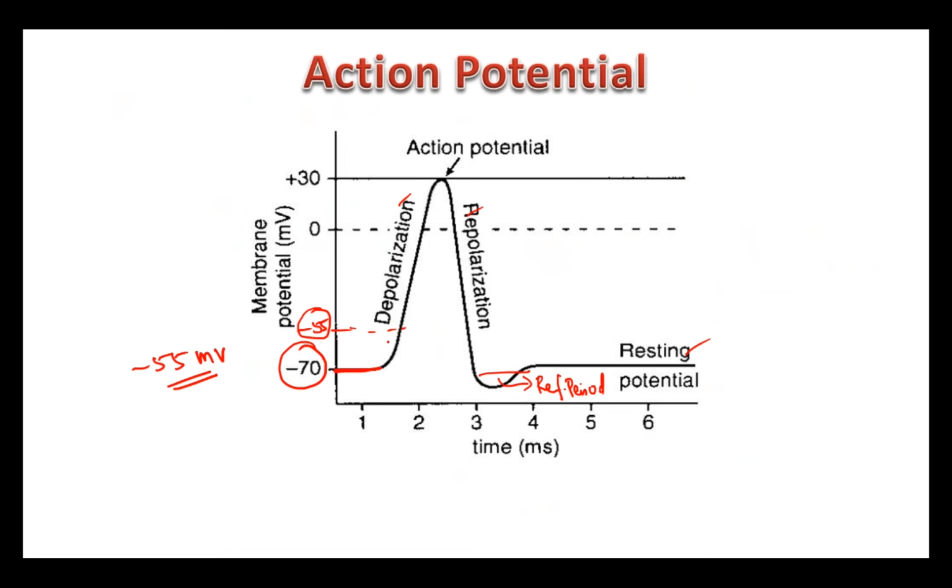The first process happens: Na plus moves from outside to inside. That is called depolarization. Once it reaches 35, it can go up to 40. In the curve, it can go up to 40. But the normal range for repolarization to happen is plus 30 millivolt. When it reaches there, the repolarization phase starts. In the repolarization phase, K plus ions will move out.